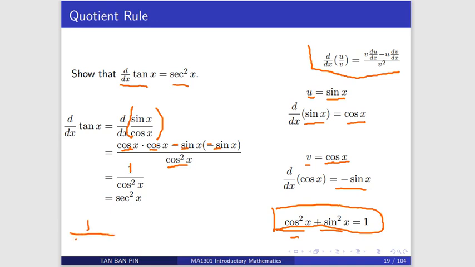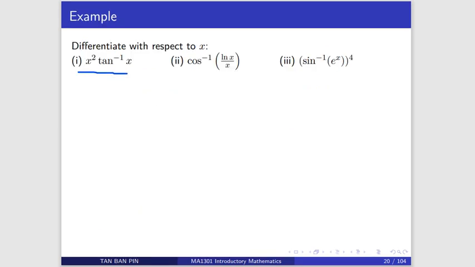In trigo, you know that 1 over cosine theta is secant theta. So we get secant square theta. So we get what we want to show. Next we look at part 2. Part 1 I showed you earlier when I talked about the product rule. Part 1 is u times v, do product rule. So we are going to look at part 2.